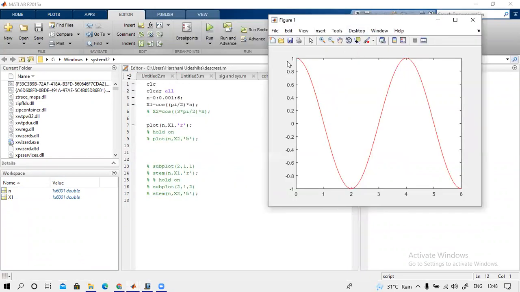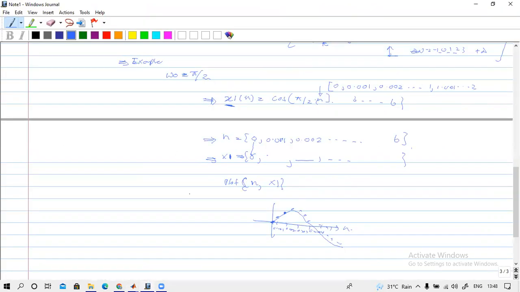So you can see that we have a plot. We have plotted it as a continuous signal. If you want to plot it as a discrete signal, you don't need to. I already told you this: in MATLAB we can't define a continuous variable. We can define only discrete variables. But if these discrete values are very close to each other, then you will see it as a continuous variable. That is how MATLAB plots.